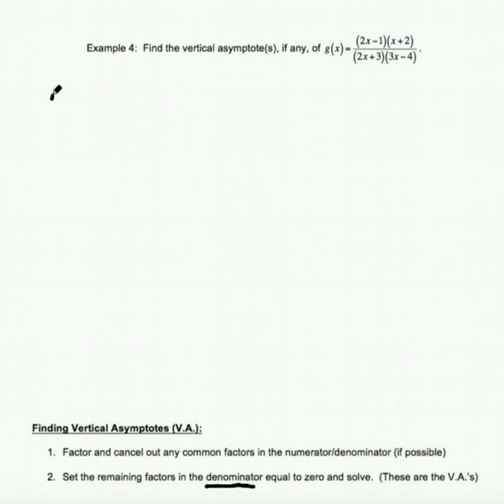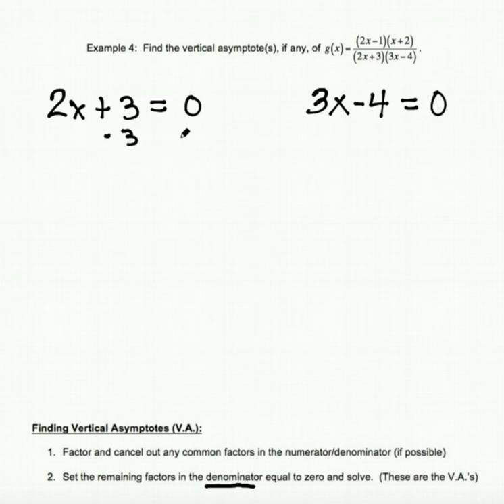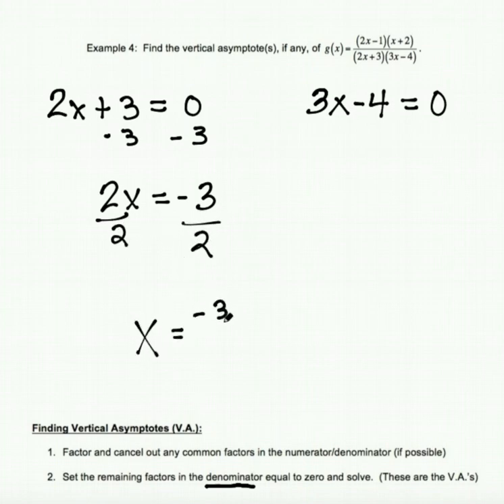So we're going to take 2x plus 3 and set that equal to 0. And we're going to set 3x minus 4 equal to 0. Notice this is very similar to domain, but we're not setting them not equal to 0. Okay, we want to know where the denominator actually equals 0. So when I solve these, I'm going to go ahead and subtract 3 from both sides on this one. That leaves me with 2x is equal to negative 3. Divide both sides by 2, and I get x is equal to negative 3 halves.